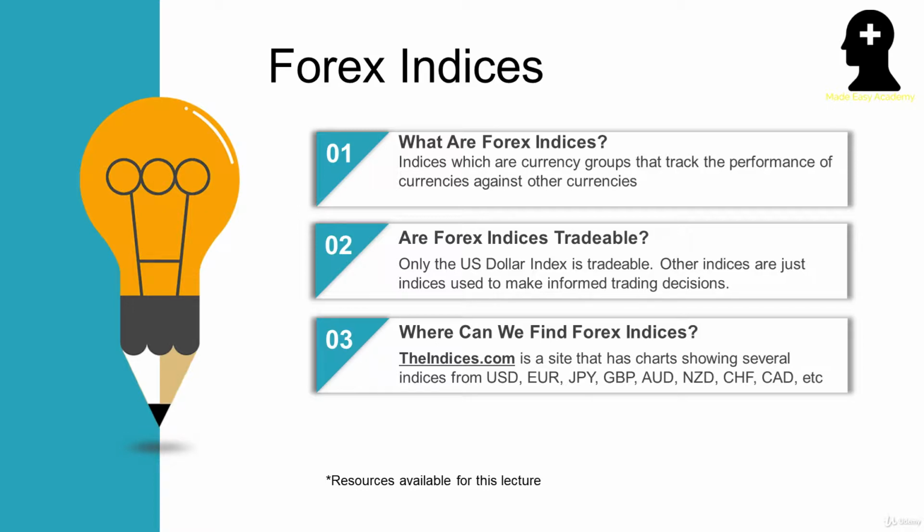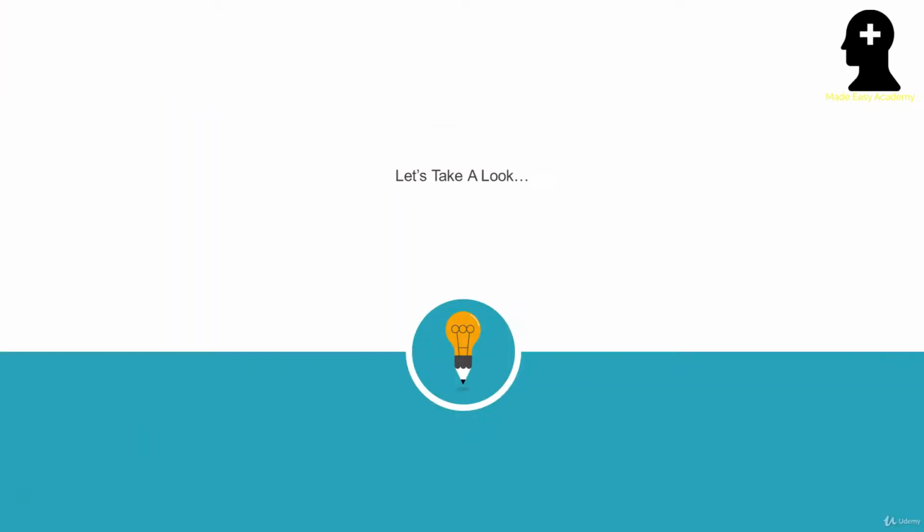Okay. Where can we find Forex indices? So there's this website, theindices.com. It's a site that has charts showing several indices from USD, Euro, Japanese yen, British pound, Australian dollar, New Zealand dollar, Swiss franc, Canadian dollar, etc. Okay. I have attached a Word document with the link as well. So it's nothing but theindices.com. You can directly go over there, or you can click on it from the Word document that I've attached on the course's dashboard.